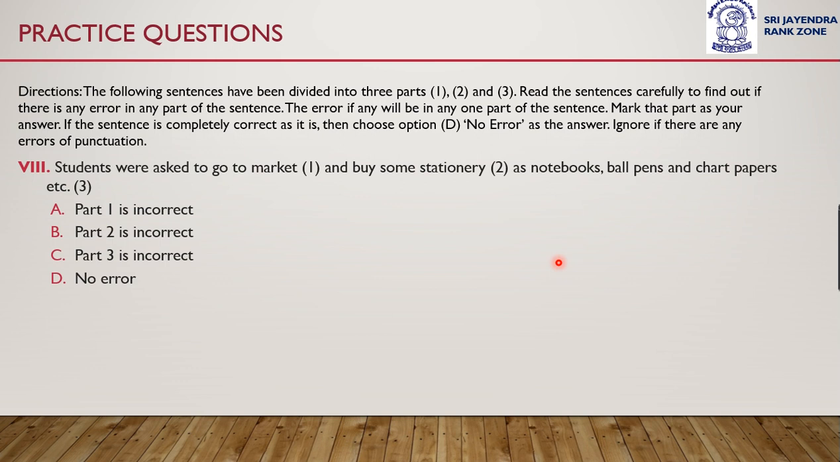Students were asked to go to market and buy some stationery as notebooks, ball pens, and chart papers, etc. Please mark your answers, giving you 10 seconds. Students were asked to go to market and buy some stationery as notebooks, ball pens, and chart papers, etc. So, which is the incorrect part in the sentence? The incorrect part in this sentence would be the use of "as".